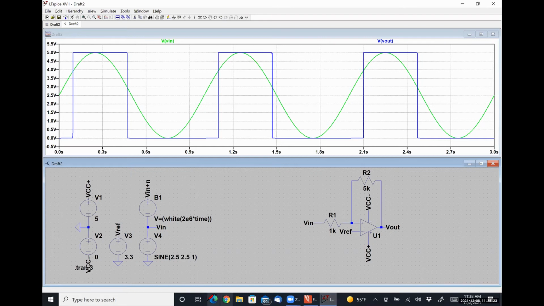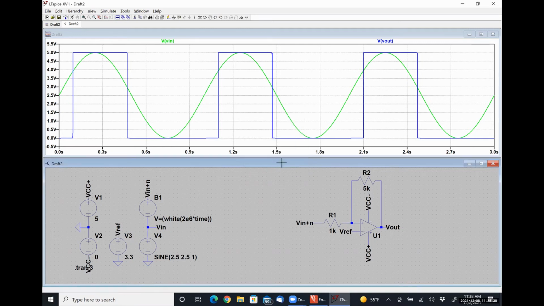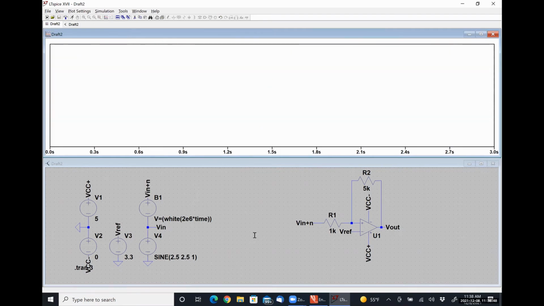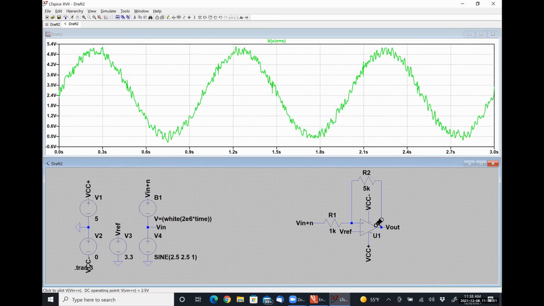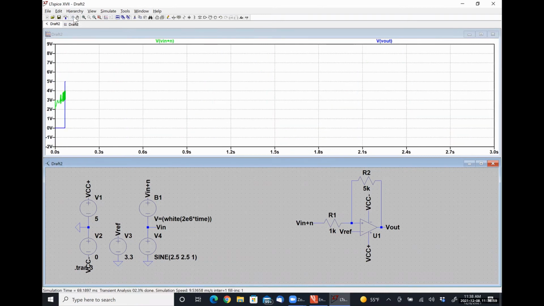Now, just for the sake of argument, let's change this input signal from Vin to Vin plus N, our noisy voltage. I'm going to rerun the simulation because it's still using just the old value of the output.